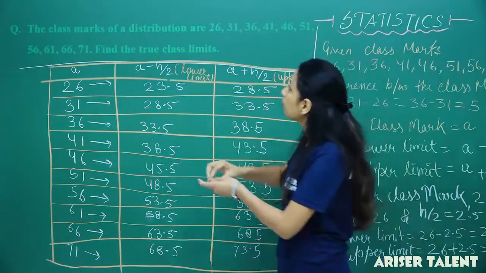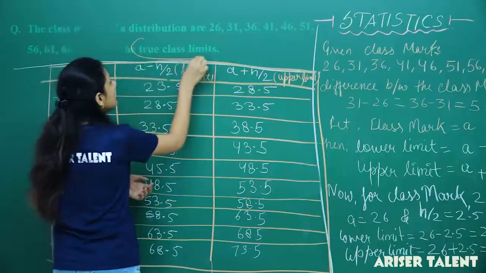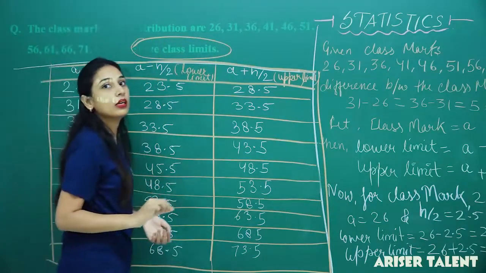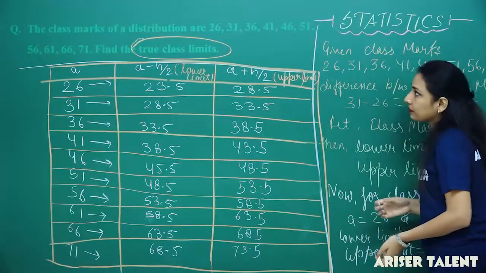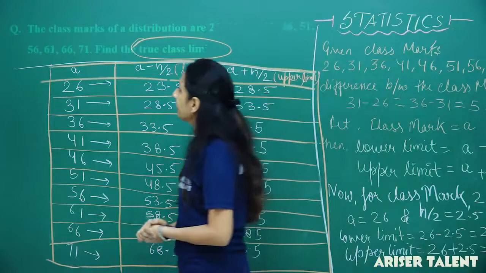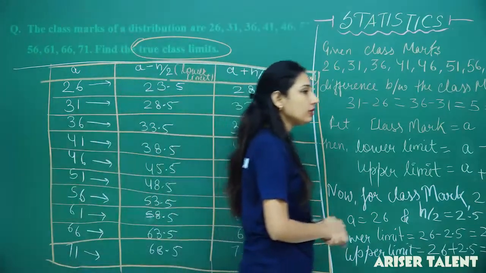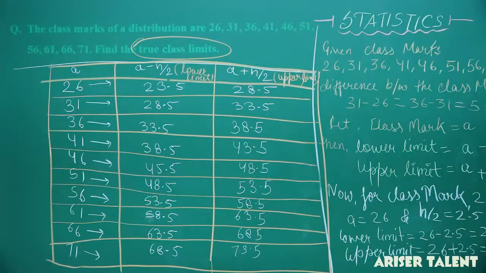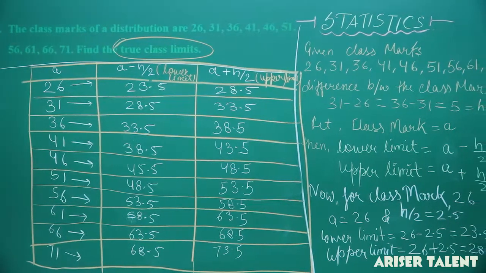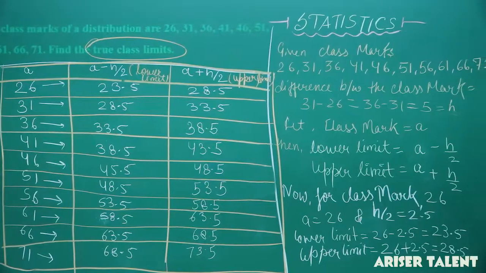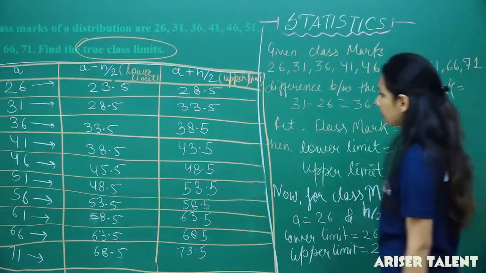So these are the true class limits, the upper limit and the lower limit. Got it? Noted it completely? Okay, note it completely so that we can move to the next question. Okay, should I rub this?